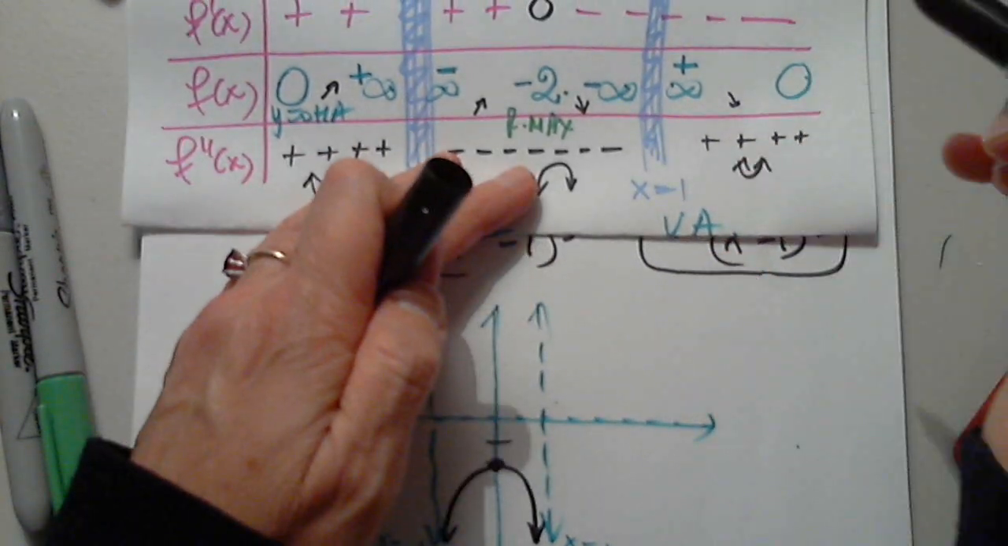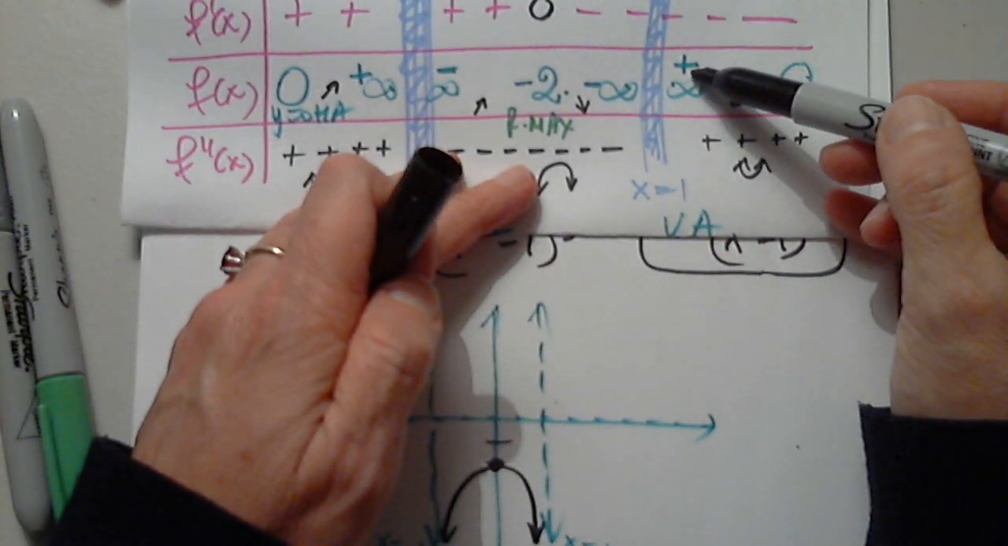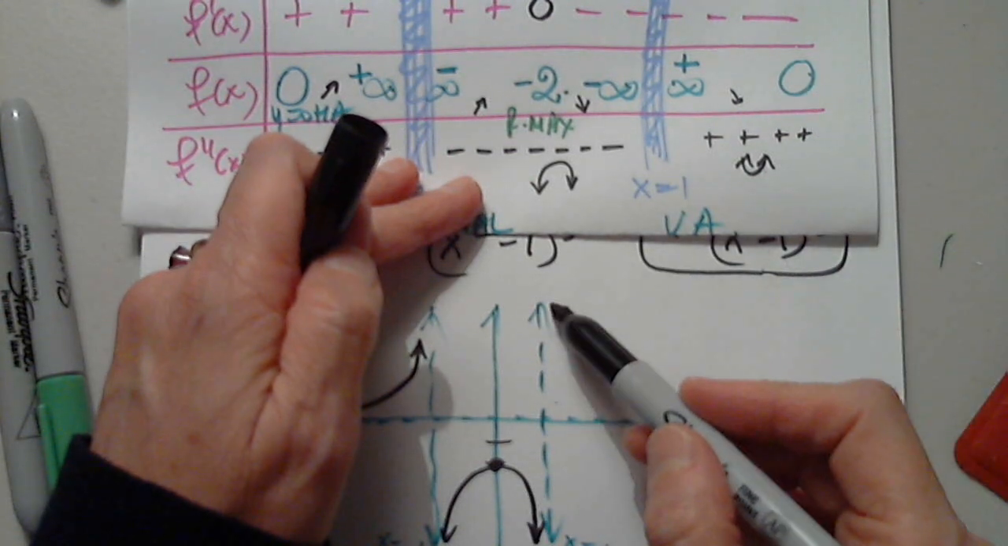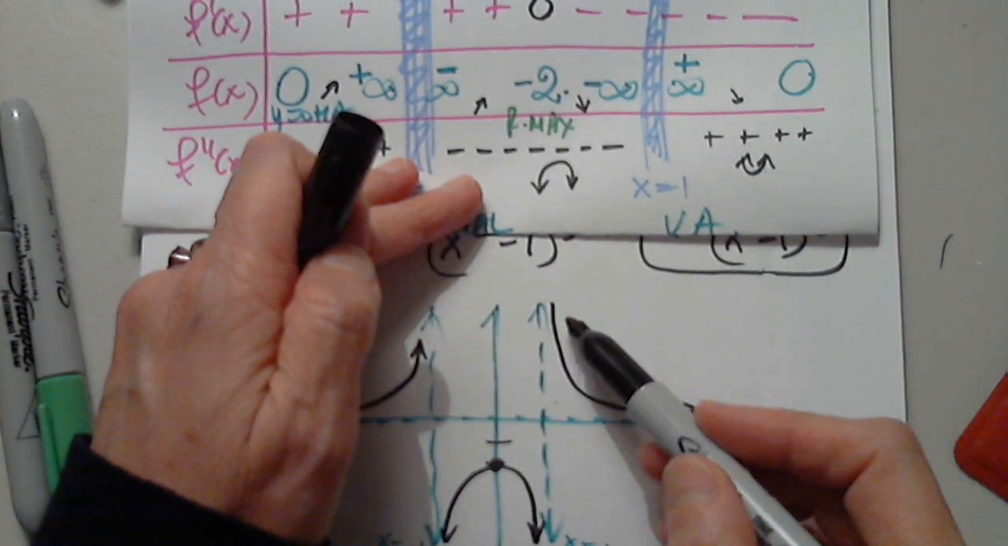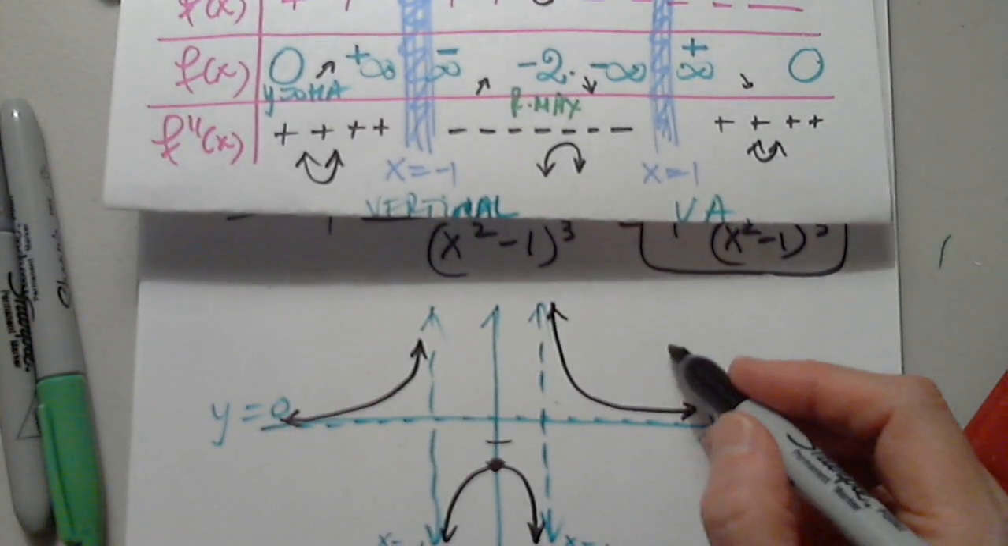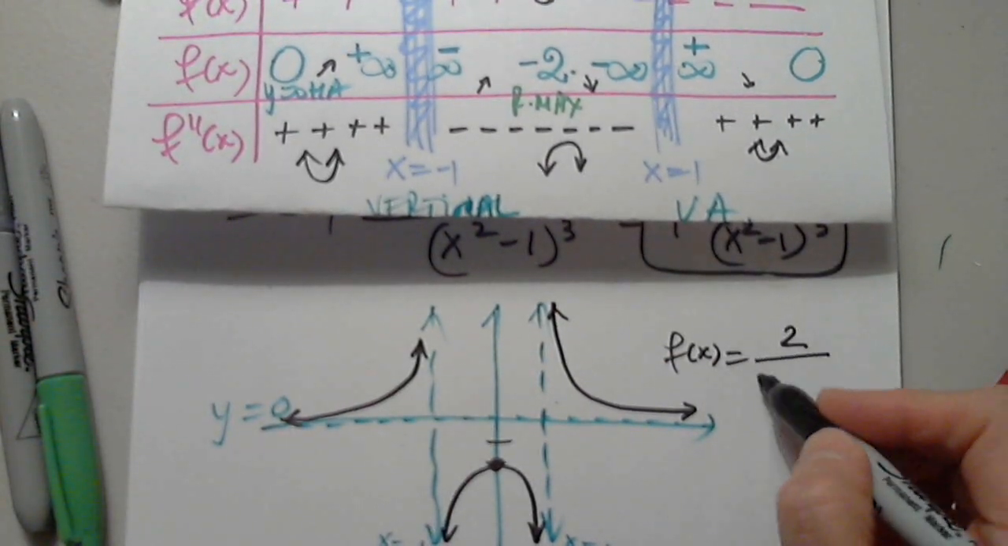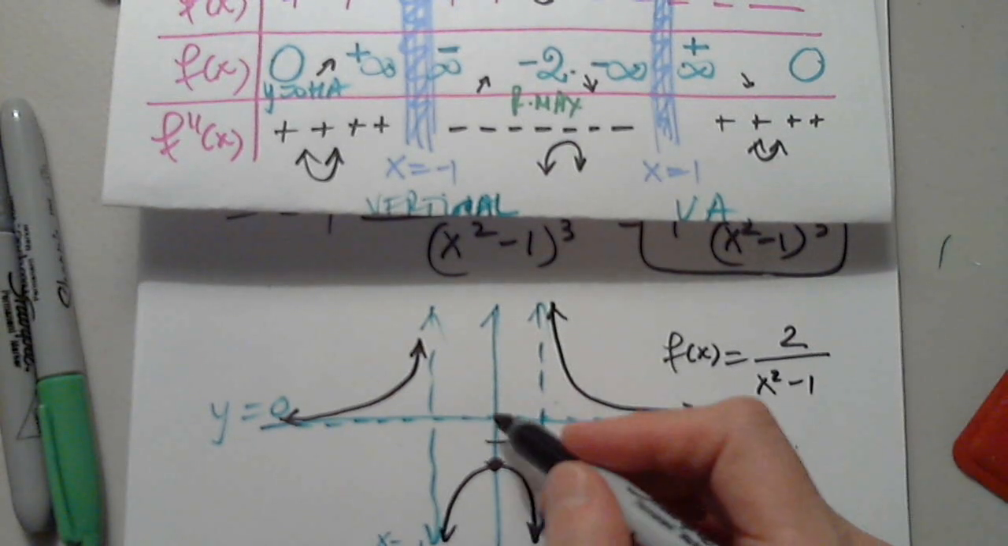Final step, decreasing from positive infinity to 0, opening up. And that's the function 2 over x squared minus 1.